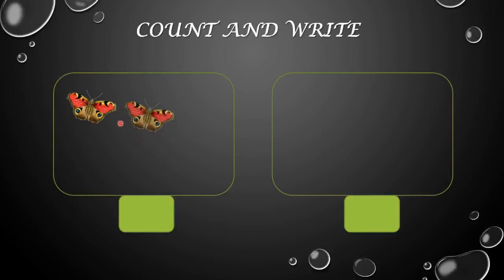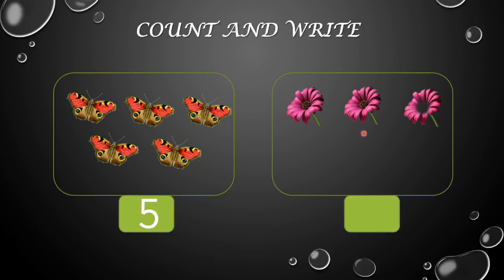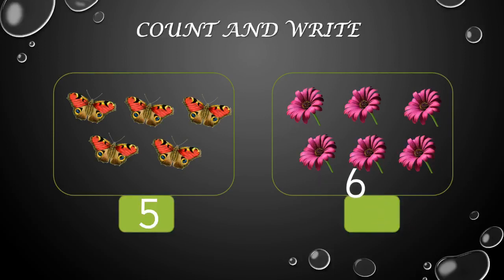1, 2, 3, 4, 5. Wow. Now what are we going to write here? Number 5. Okay, well done. Now next, we'll see the next object here. What is this? This is flower. So count the flowers. 1, 2, 3, 4, 5, 6. So what is your answer now? What are you supposed to write here? Number 6. Wow, bravo. That's great.